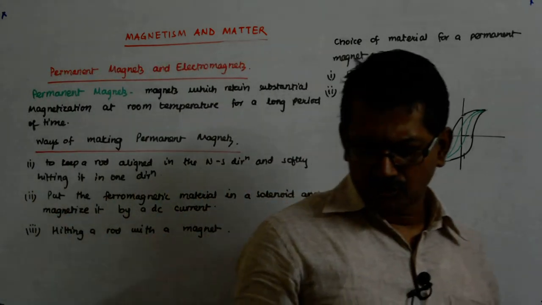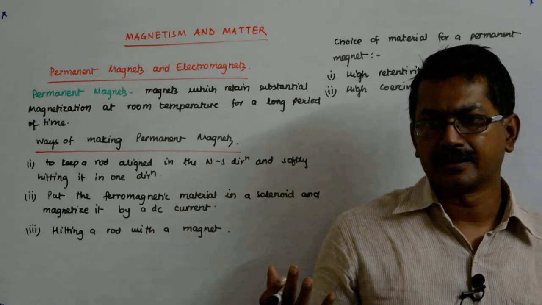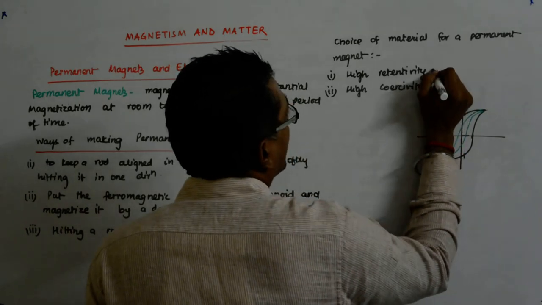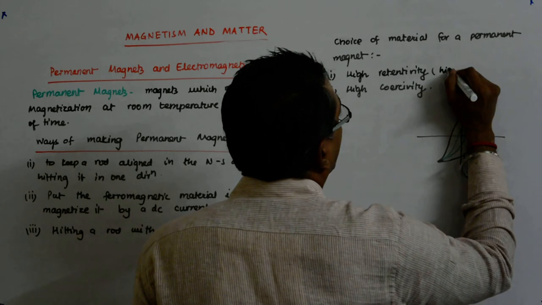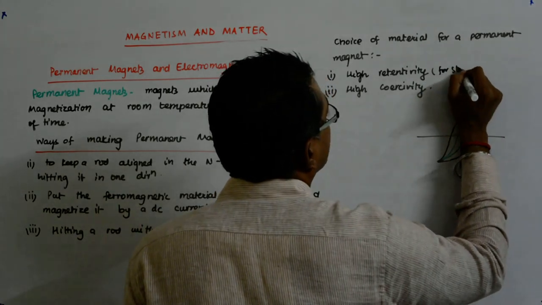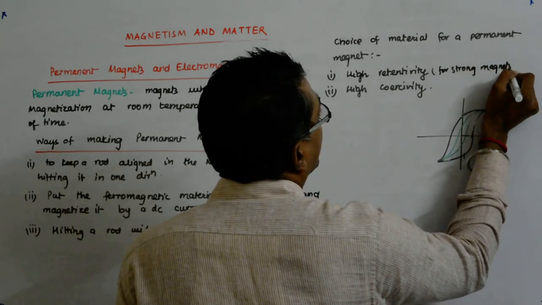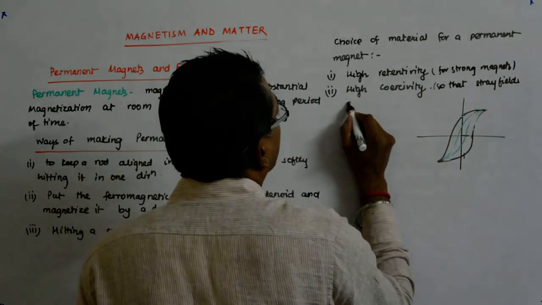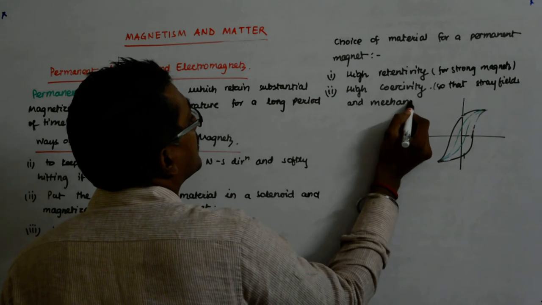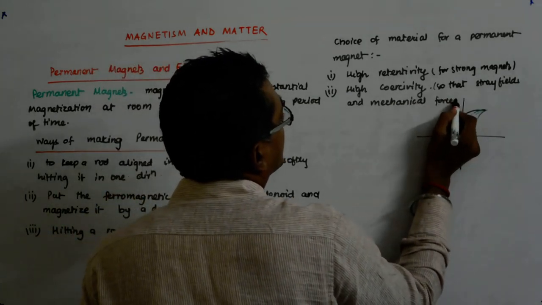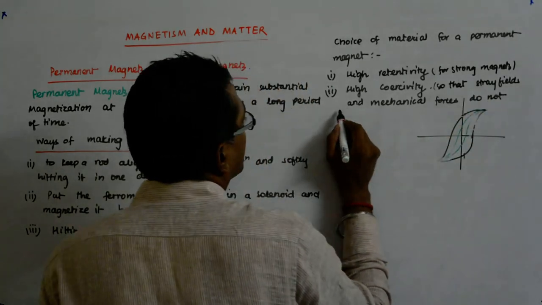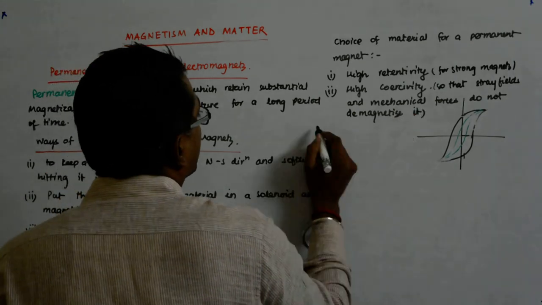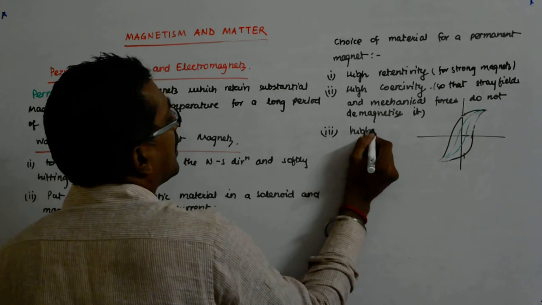No, but a permanent magnet is not subject to a cyclic field. You have a permanent magnet, you don't subject it to a field, right? So high coercivity. Why high retentivity? For strong magnets, right? And why high coercivity? So that stray fields and mechanical forces do not demagnetize it. And it should have a high permeability. Why? It should have a high permeability.